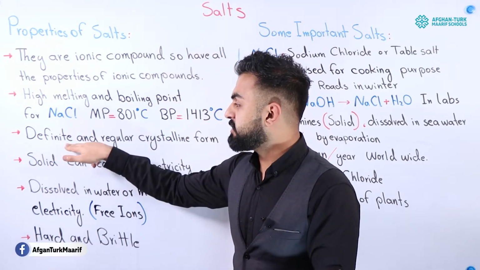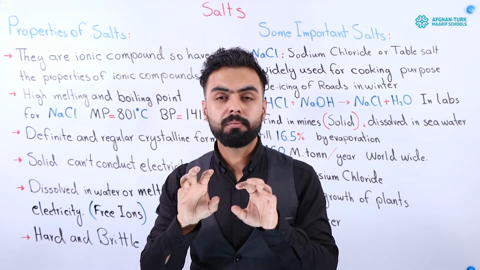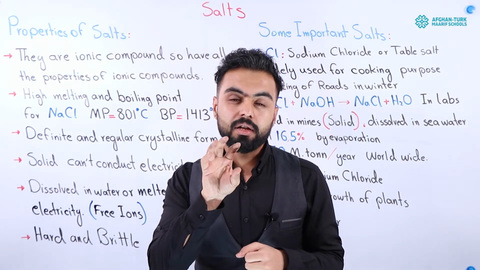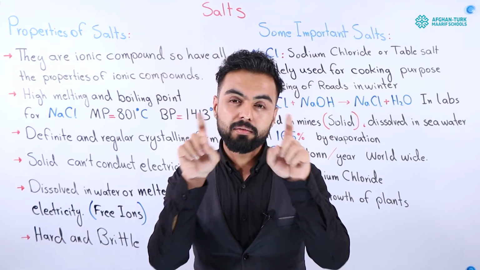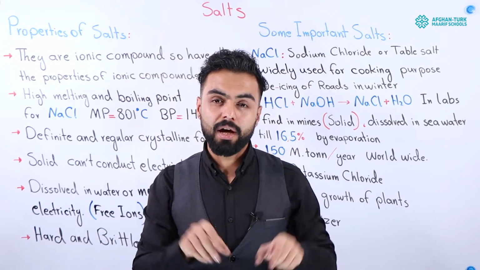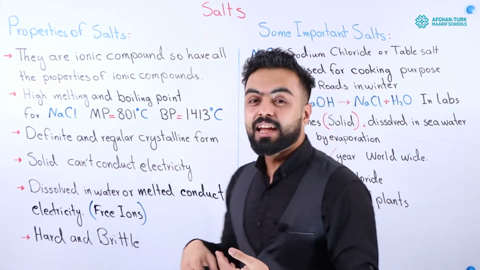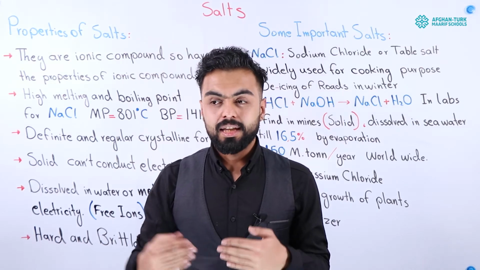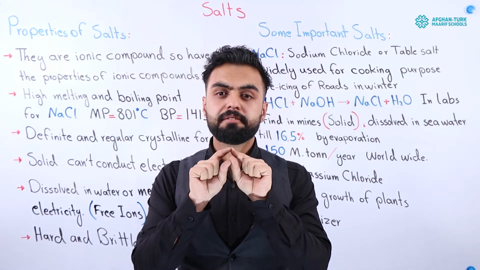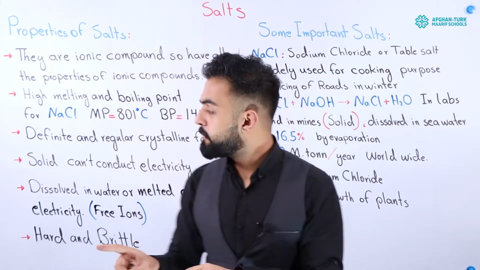They have a definite and regular crystalline form. In crystalline form, they are so regular. Every positive ion is surrounded by negative ions, and the negative ions are surrounded by positive ions. Solids cannot conduct electricity. Why? Because there is no way to conduct electricity, since every negative ion is surrounded by positive ions.